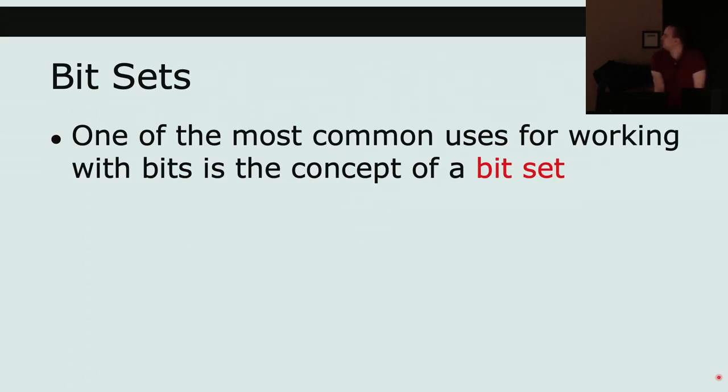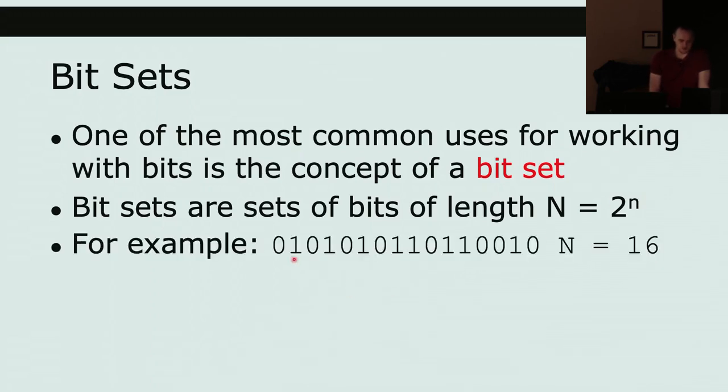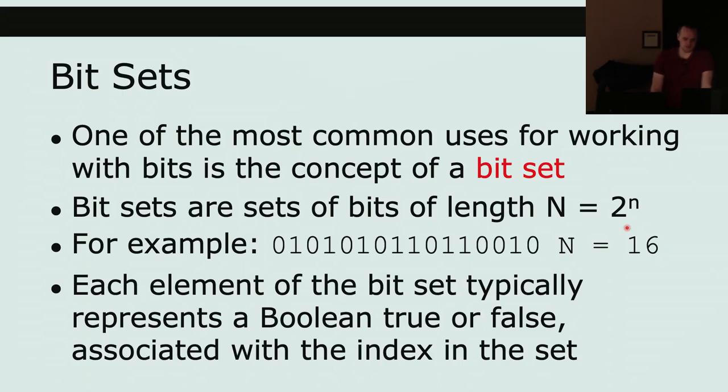Okay. One of the most common uses for working with bits is the concept of a bit set. Bit sets are sets of bits of length n. So if you have a 32-bit int, you can use that to represent a set of 32 things, right? And there are 2 to the n possible combinations of things that you can store in that set. For example, we have a 16-bit integer here, which would be a short in C, and that has 16 things that we could store in it. Each element of the bit set typically represents a Boolean true or false associated with the index of that set. And I'll have an example of that in a bit.